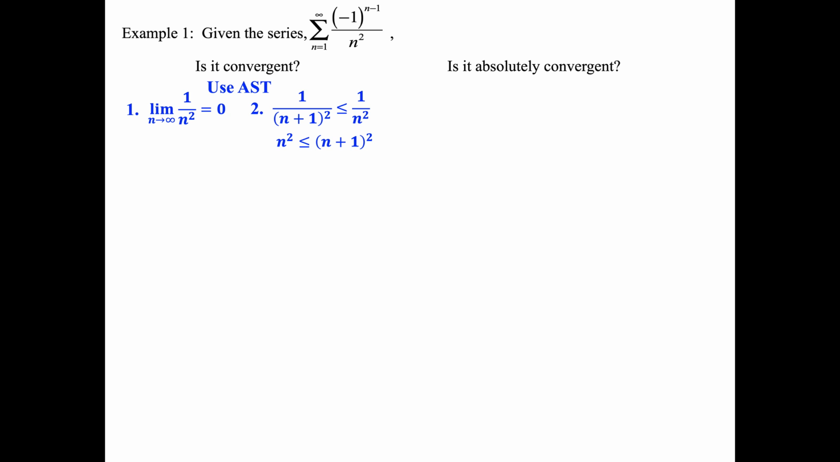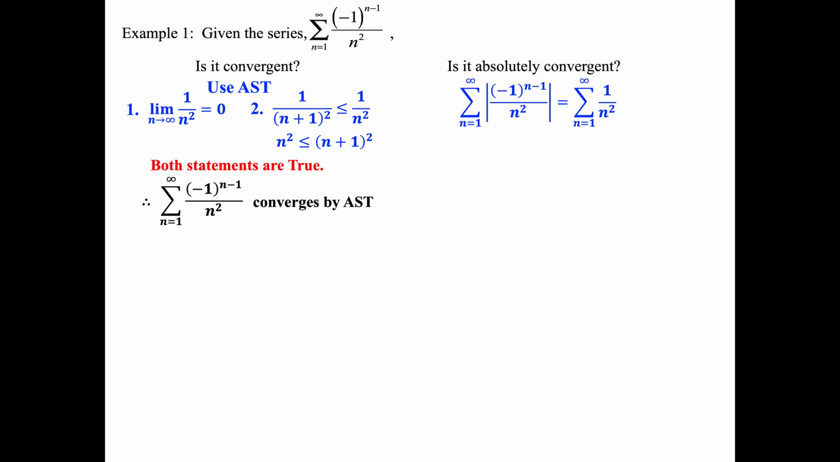Then we have to prove that it's decreasing, which we do by putting in n plus 1 for n. We'll set it less than or equal to 1 over n squared. We cross multiply. Again, remember that the denominator crosses up to the numerator and stays there, not the other way around. So n squared is less than n plus 1, that binomial squared, and that's easy to see that that's true. So since both statements are true, we can say our series converges by the alternating series test.